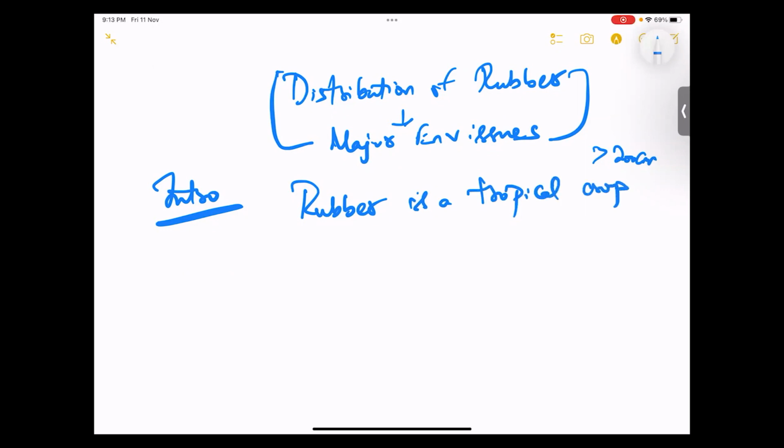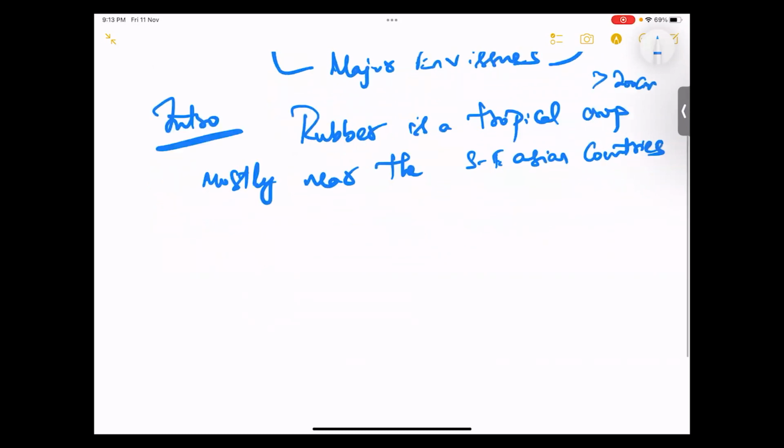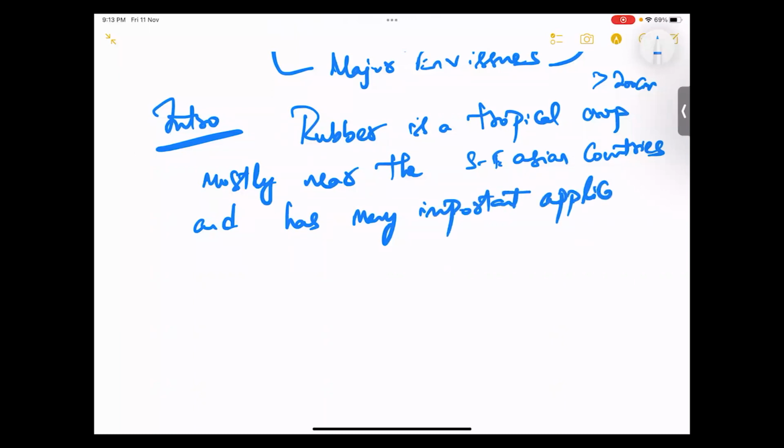Okay, and then it is mostly grown near Southeast Asian countries and has many important applications.